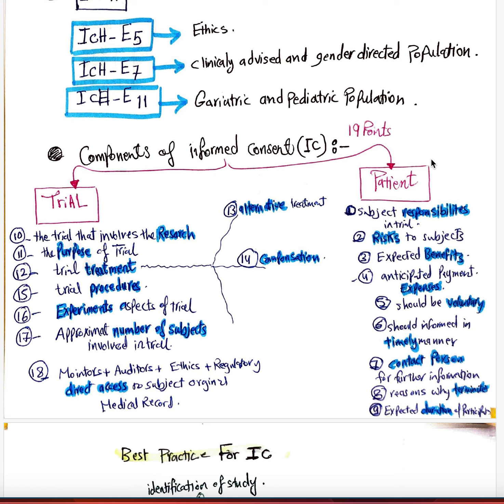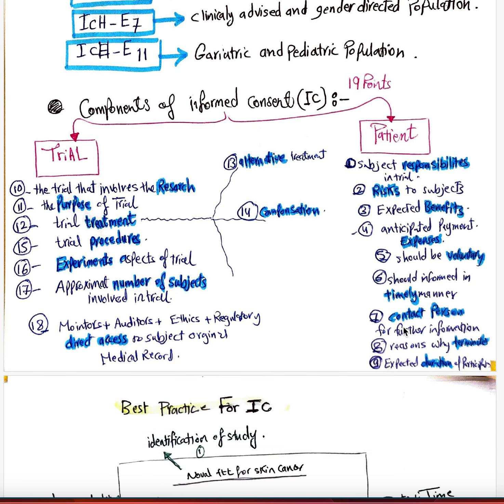The patient, which is the subject: the responsibilities, the risks to the subjects, the benefits to the subjects, the anticipated payment and expenses, participation should be voluntary, and the subject should be informed in a timely manner. That means when there are any changes, they should be informed about that. Also a contact person for further information. And if he wants to withdraw from the clinical trial, the reasons why he terminates, and the expected duration of the participation.